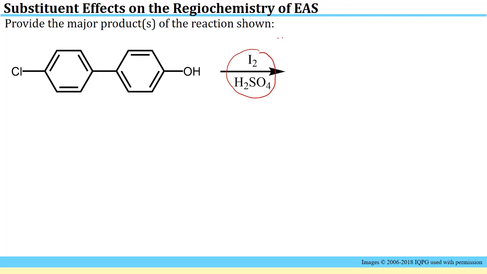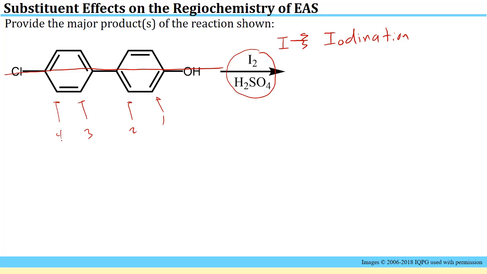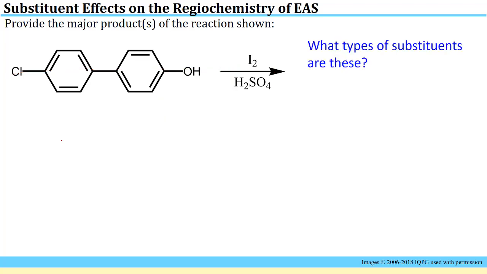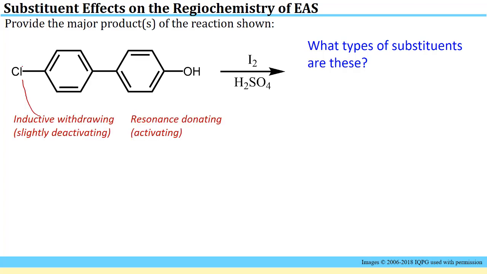So our first reaction of this type is an iodination. And we have a lot of potential sites for the iodine to add. The molecule's symmetric here, but we have 1, 2, 3, 4 possible products. So we have to start off this problem the right way and first figure out what type of substituents are present. The chlorine is an inductive withdrawing group, slightly deactivating, whereas the oxygen of this OH group is a resonance donating group which activates the ring to electrophilic aromatic substitution.